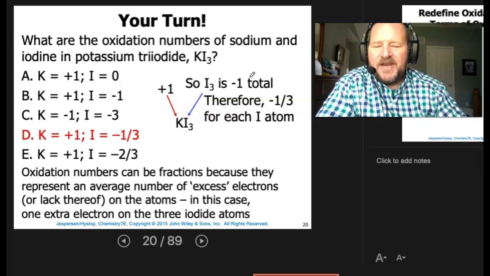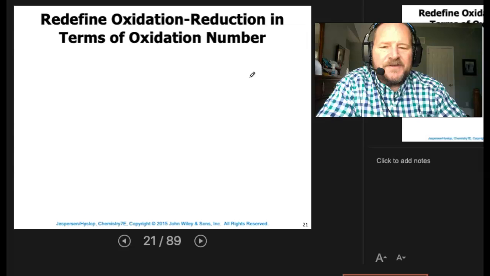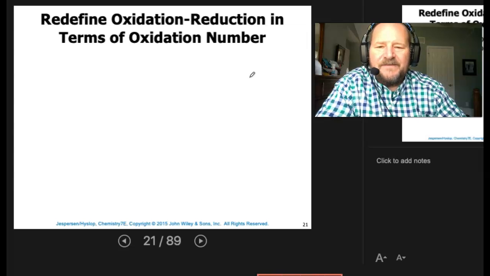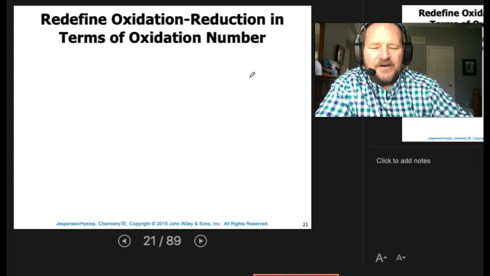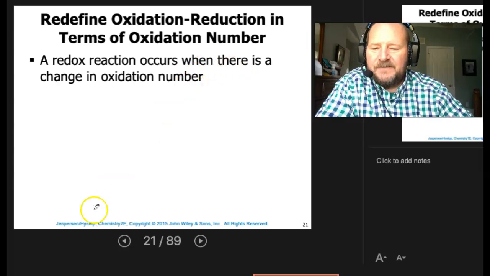We'll take this as a breaking point right here. So this will be segment 1. And then next we'll get into segment 2, where we're going to look at how to redefine those oxidation and reduction numbers in terms of the oxidation number. So we'll start to get into those reactions. All right, so stay tuned.